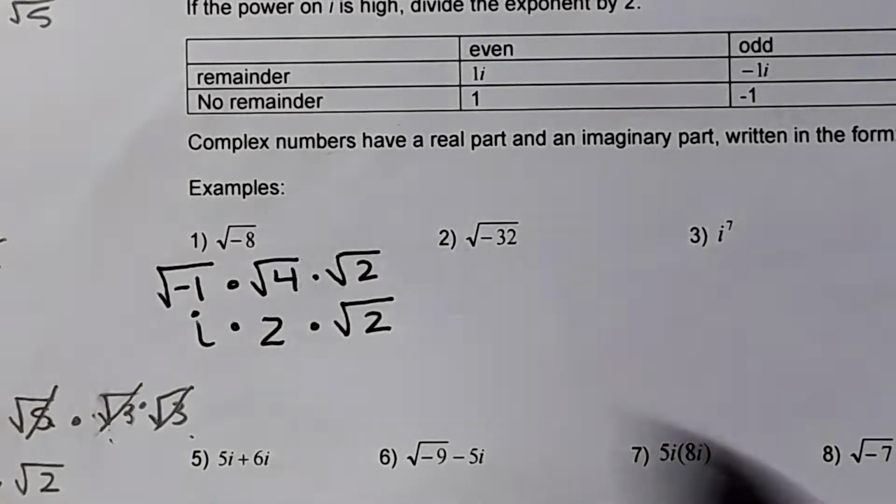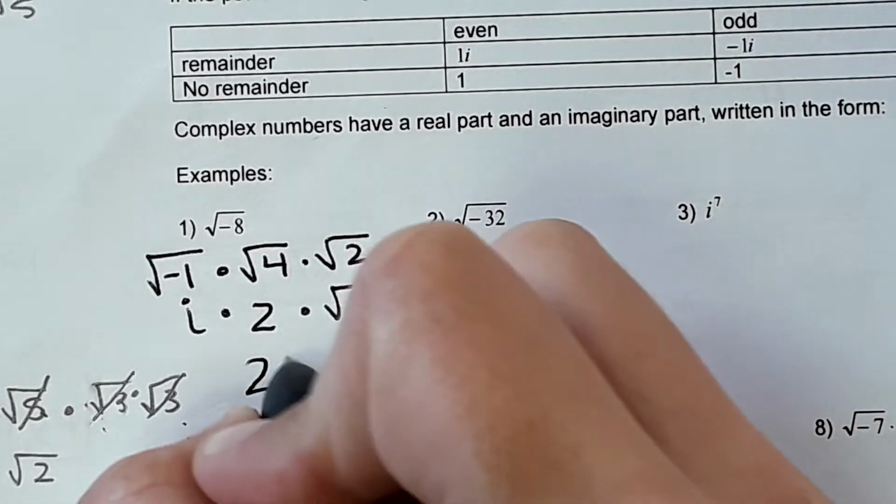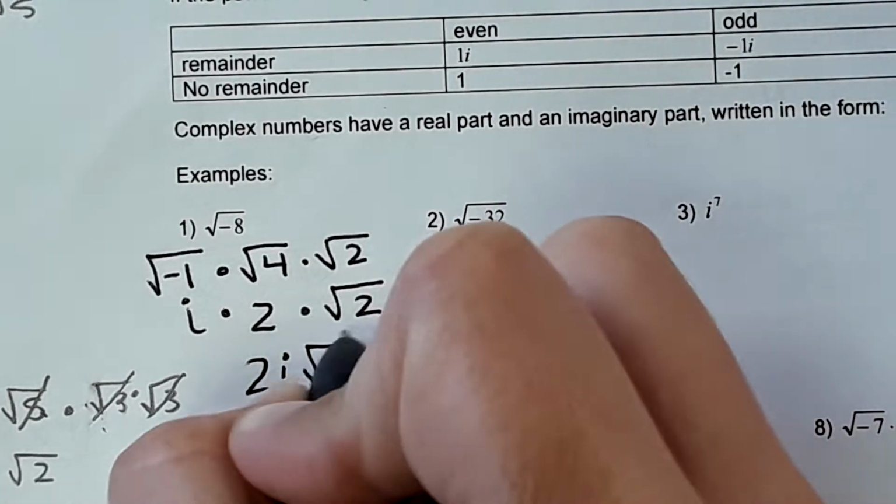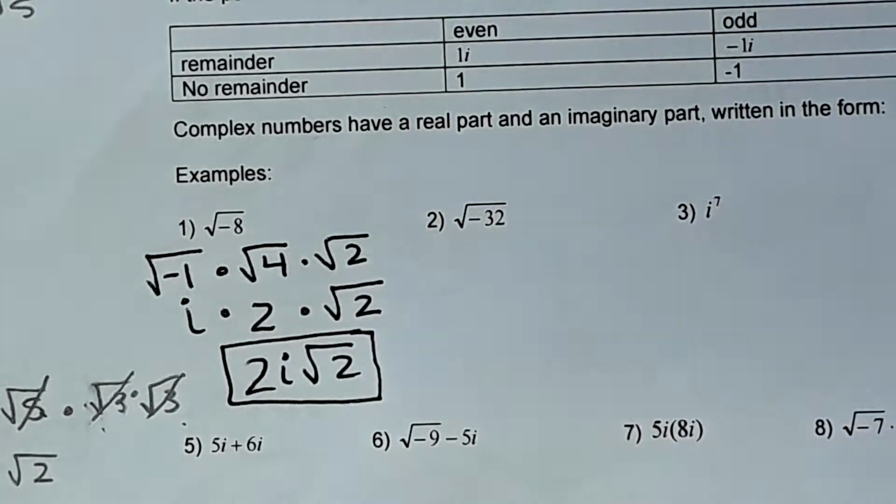Okay, so then once we have it all like this, I'm just going to rewrite it in a better format, just like this: 2i square root of 2. So the square root of negative 2, for example, would be 2i? No, it would be i square root of 2. Okay, just let it sink in. I'm going to go slowly through this.